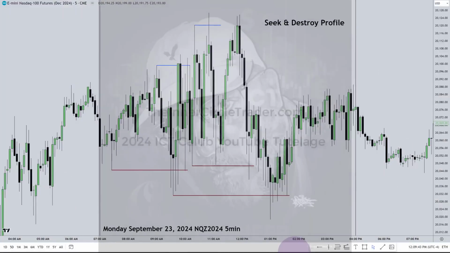All right, Caleb, we're going to be drawing a contrast between a seek and destroy market profile and a high resistance liquidity market profile. They have similar characteristics, but the main contrast is that a seek and destroy profile just basically stays inside of the middle of the range that's defined.